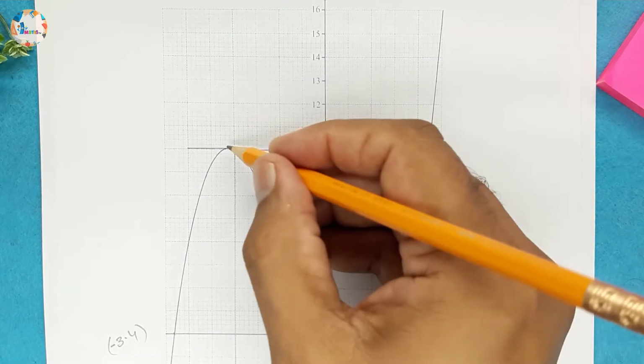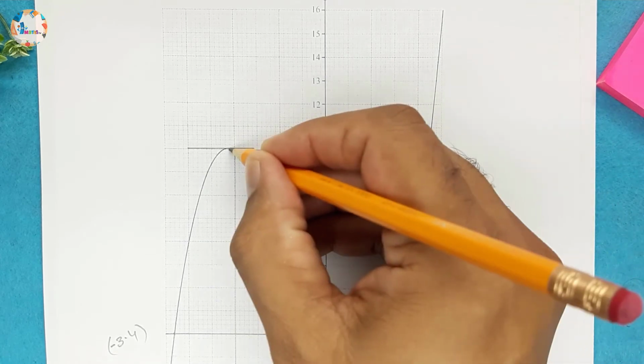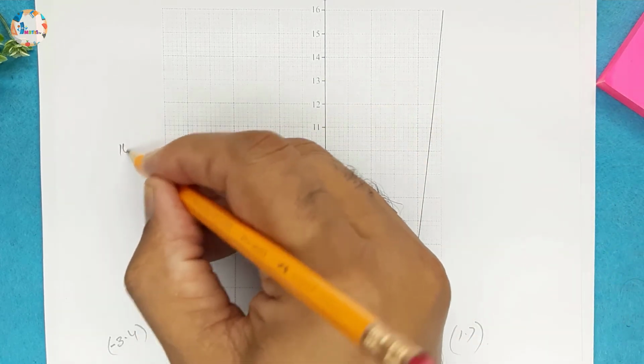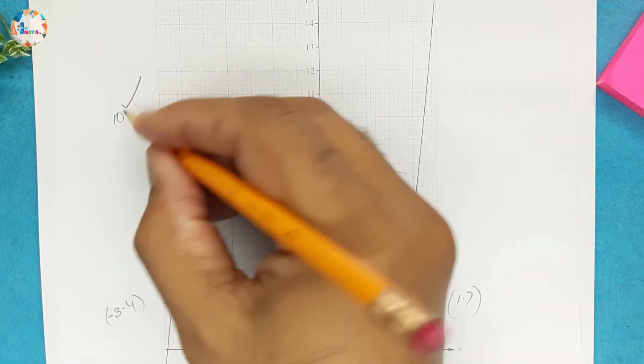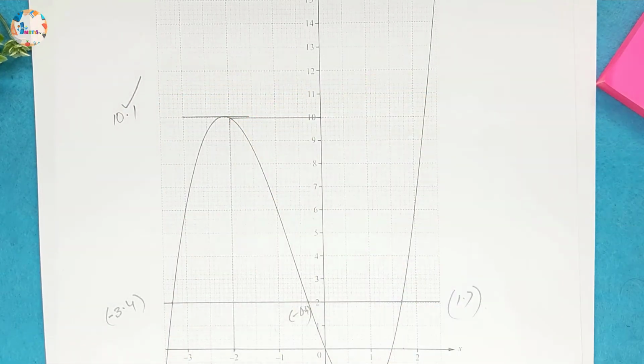So we can take it as 10 or 10.1 basically. 10 we can take for this one, or 10.1 because it's a little above. So this is basically minus 2.2. So minus 2.2 we can take for this.